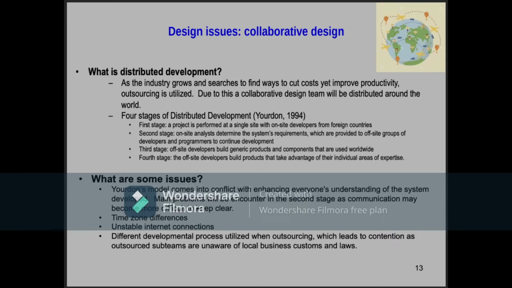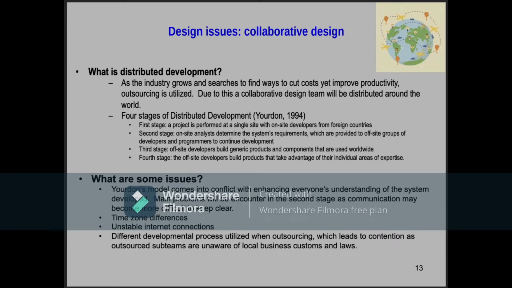And there's also distributed development. As we discussed earlier today, there's a financial aspect to this that we have to consider. As industries grow, they're going to want to cut costs and not waste too much money. So what they'll do is outsource, which hopefully doesn't affect productivity in their companies. Due to this, a collaborative design team will be distributed around the world. When it comes to distributed development, there are 4 stages that we should consider.